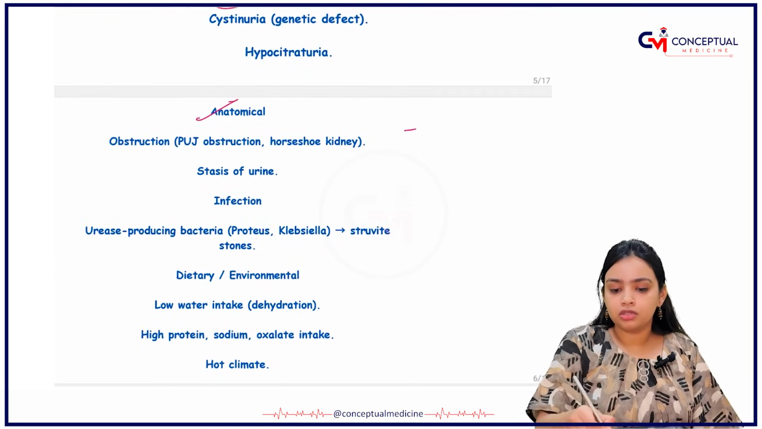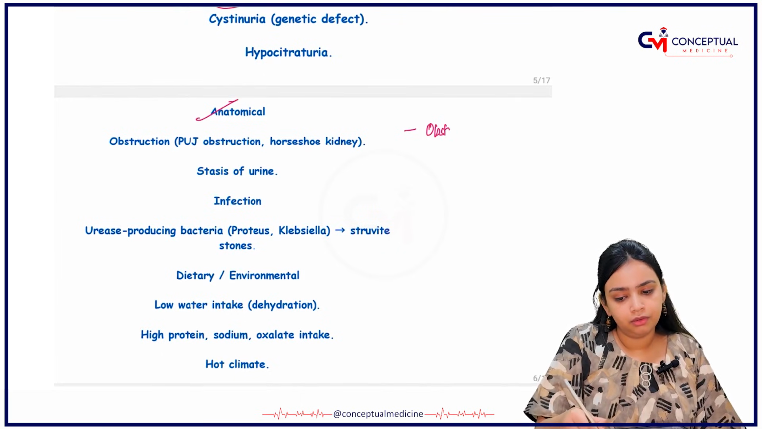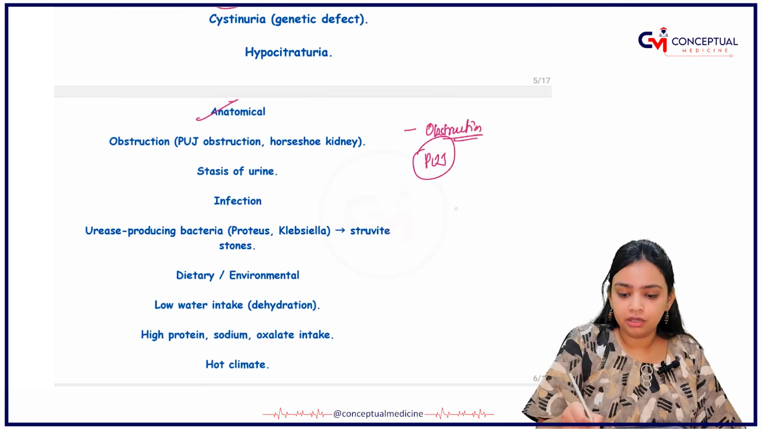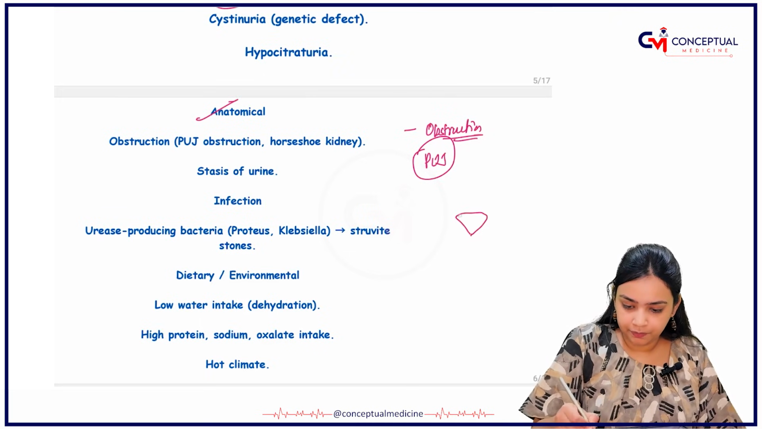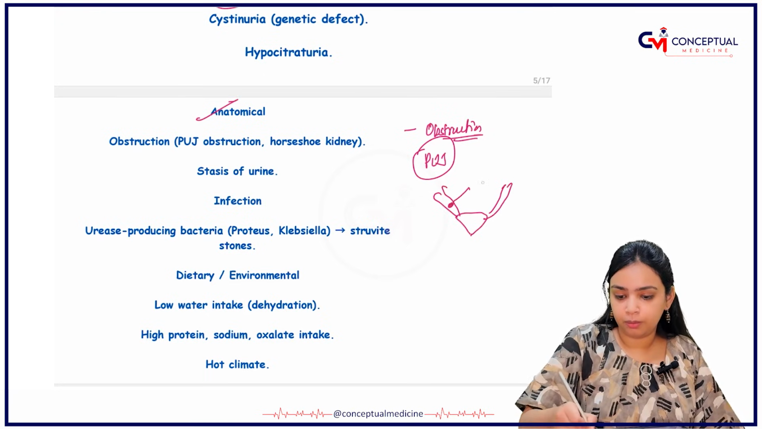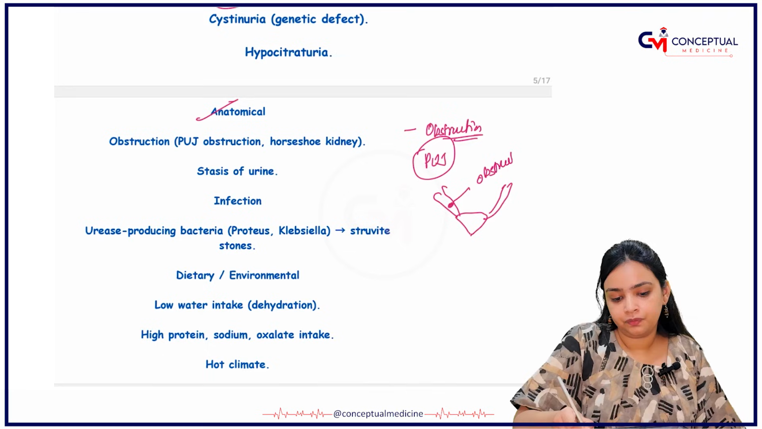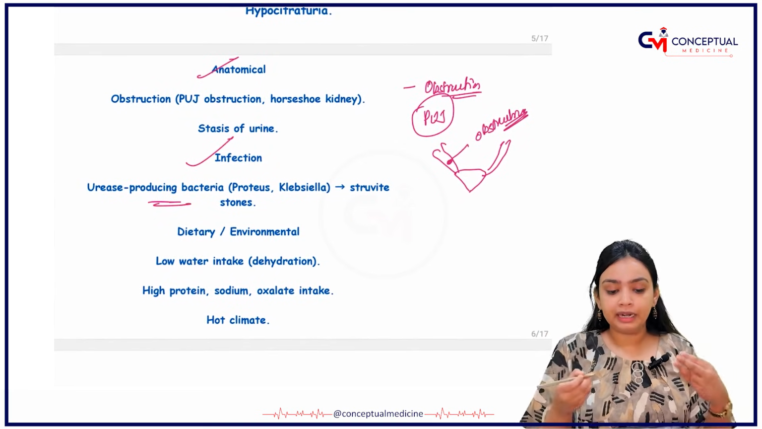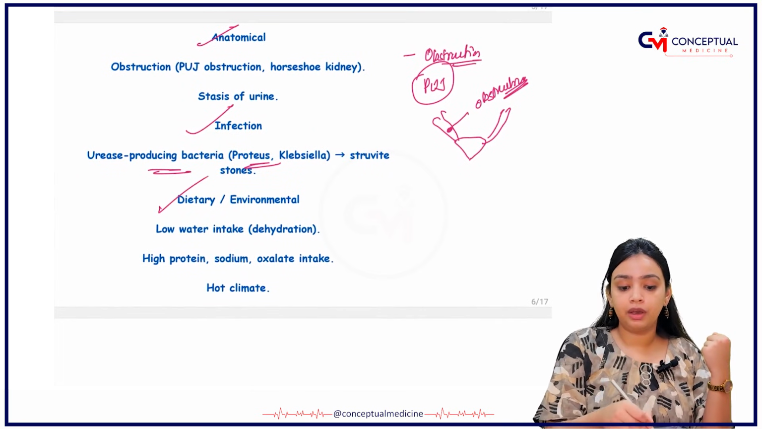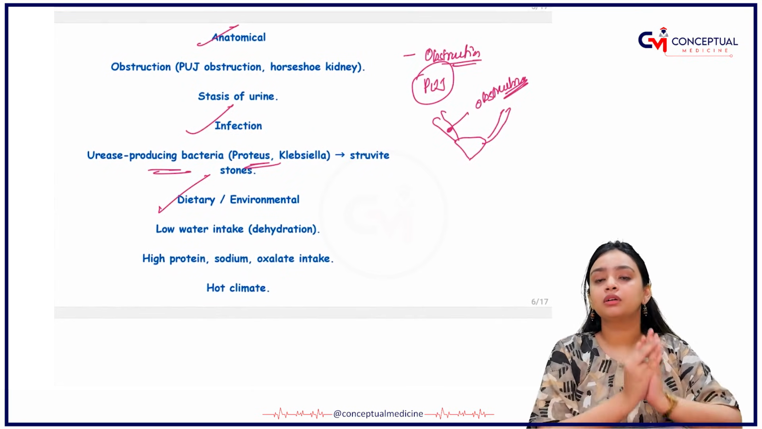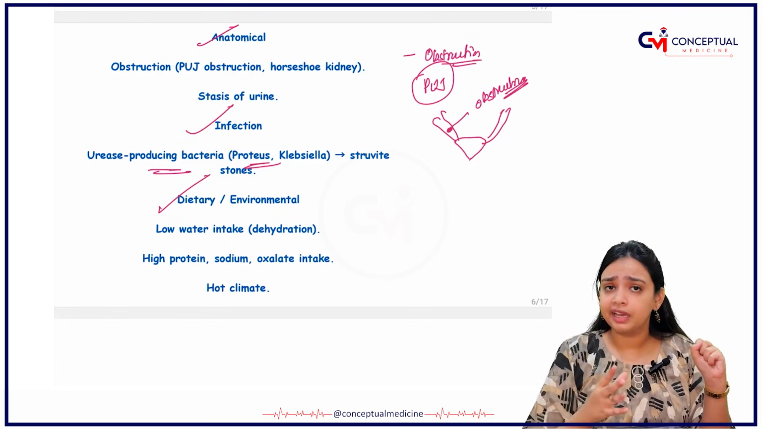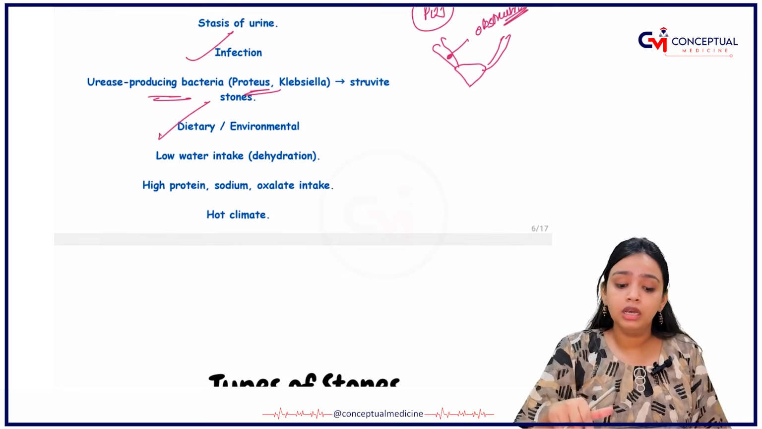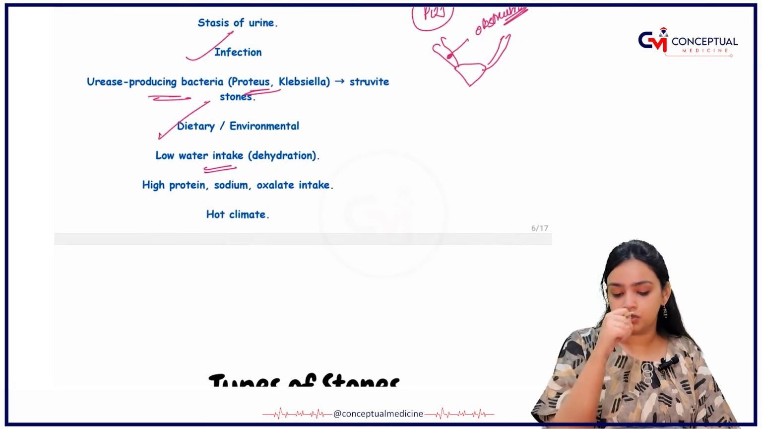What are the anatomical causes? If there is any obstruction in the pelvic ureteric junctions, right? These are your ureters. If there is any obstruction, if there are any infections like the urease producing bacteria, like Proteus can be there. Then you have the dietary. If the person is not taking the proper amount of diet and is not consuming the right amount of meat, then he or she can develop stones as well.